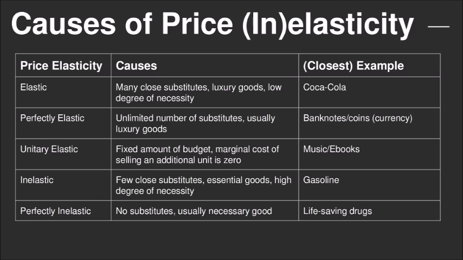Causes of price elasticity. The price could be elastic because there are many close substitutes, it is a luxury good, or it has a low degree of necessity. The price could be perfectly elastic because there are unlimited numbers of substitutes, or it is a luxury good. The price could be unitary elastic because there is a fixed amount of budget, or the marginal cost of selling an additional unit is zero.